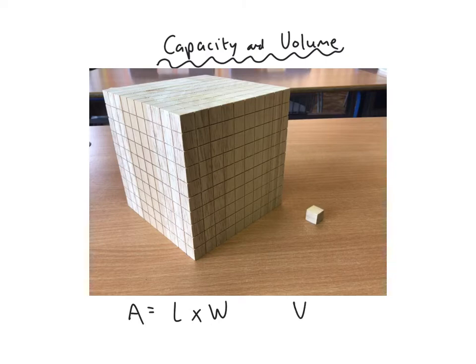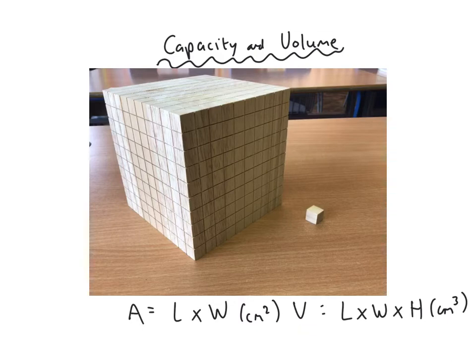With volume, our area is length times width times height. We talk about area in centimeters squared because there are two dimensions, length and width. But we talk about volume in centimeters cubed because there are three dimensions: length, width and height. And we multiply those all together to find the volume.